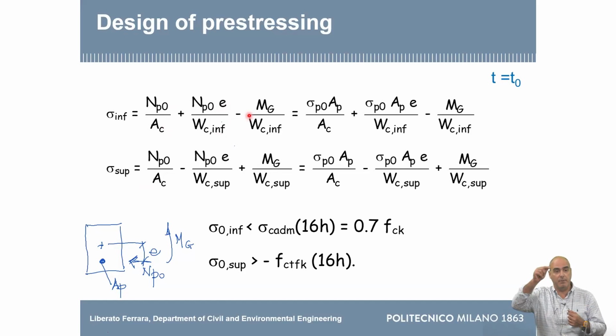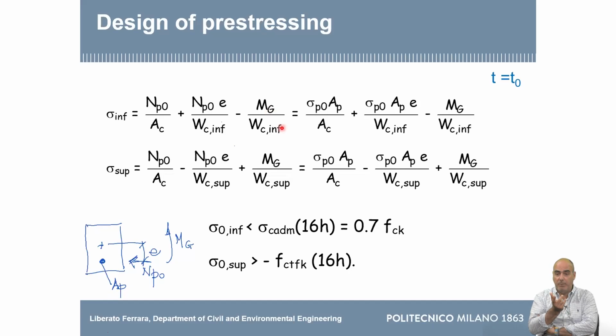Minus, because the moment due to the self-weight is opposite. So on the bottom part, it gives rise to tensile stresses. Minus the moment due to the self-weight divided by the flexural modulus at the bottom. So that is a solid mechanics formula, very simple for a flexural element. Well, an element under axial force and flexure.